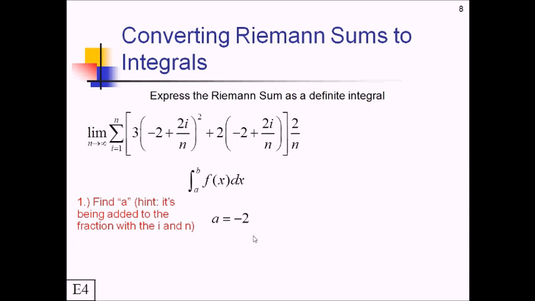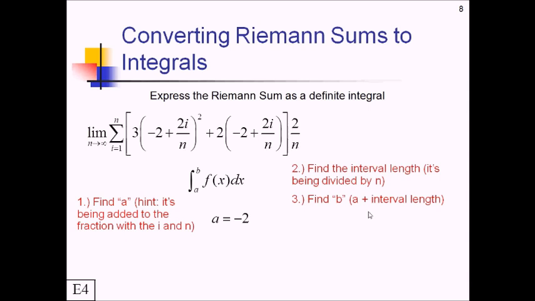Next, we need the b value, but in order to get from a to b, we need to know the length of the interval. Then we could just add it to the a value. To find the interval length, remember, that's the thing that's being divided by n over here. This little 2 over n bit is really delta x. So to find the actual interval length, you just have to figure out what you're dividing by n. So now that we know that 2 is our interval length, we just have to add that to a. And that'll give us the b value. So we're going to have negative 2 plus 2, which gives us a b value of 0.